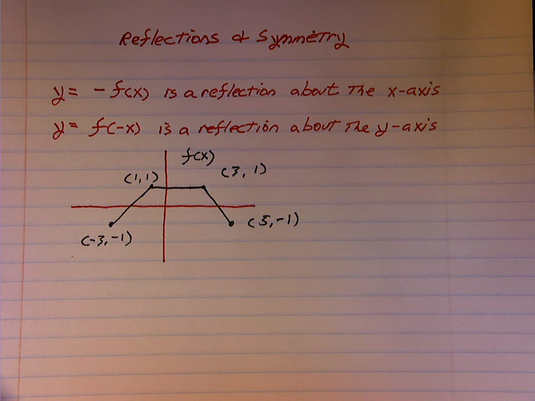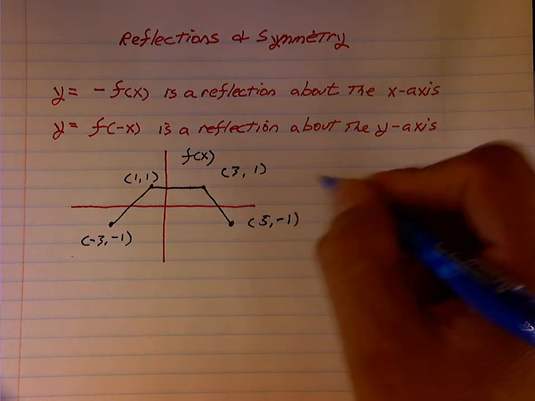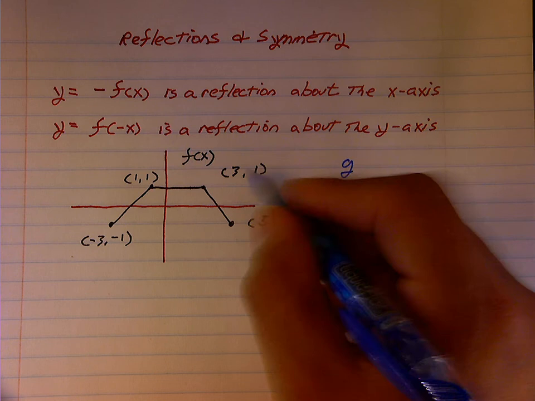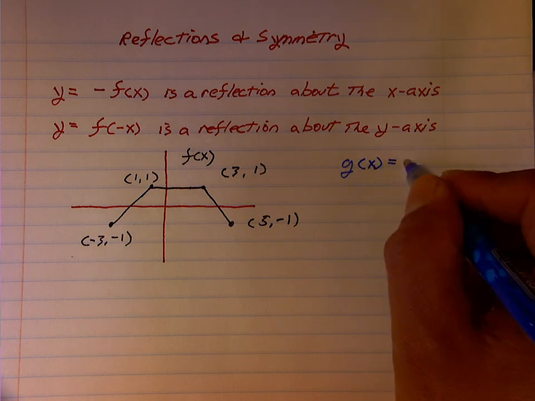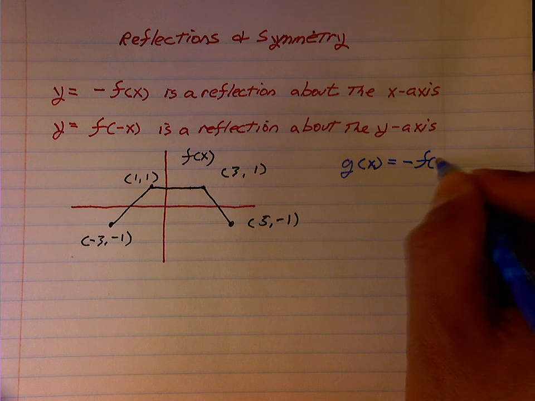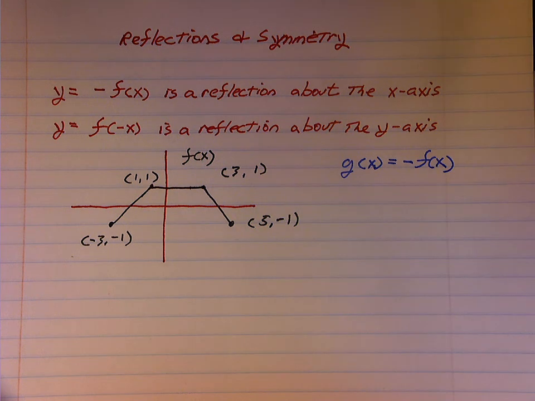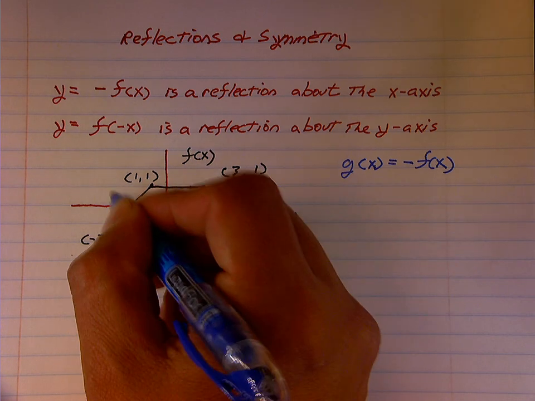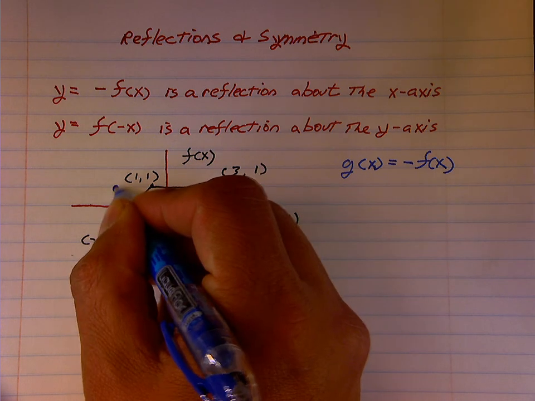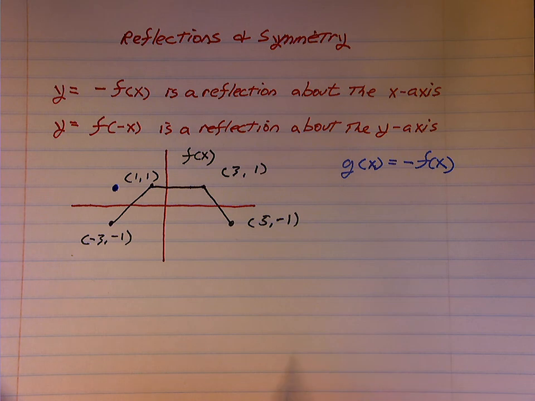First of all, I'm going to make the graph. I'm going to label g as equaling negative f of x. So what I'm about to graph is a reflection of f of x about the x-axis. So each point is going to be on the other side of the x-axis, the same distance away.